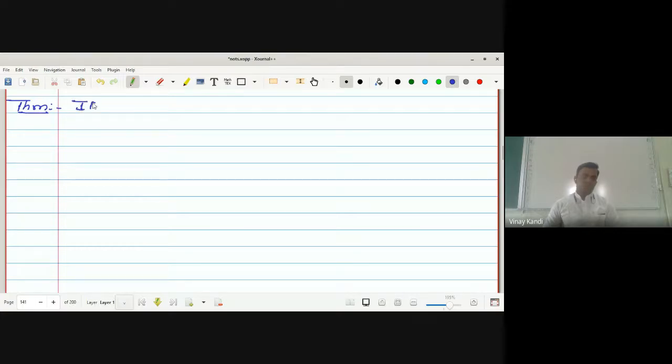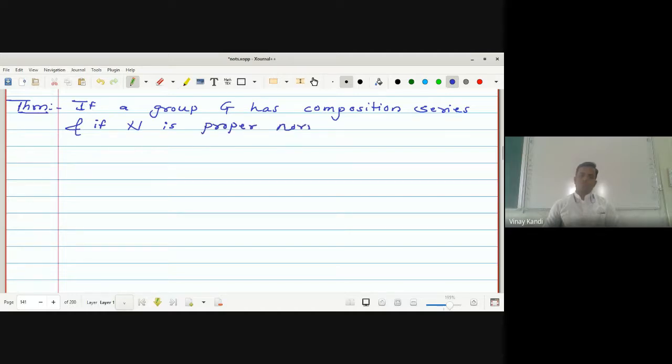If a group G has a composition series, and if capital N is a proper normal subgroup of G, then there exists a composition series containing N.